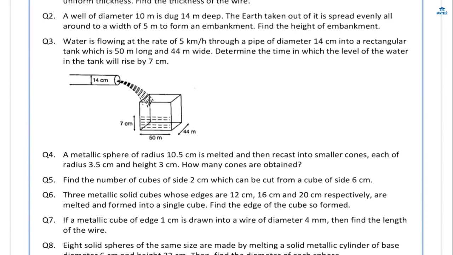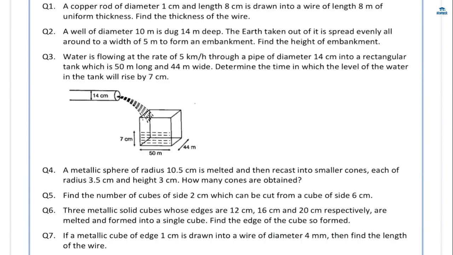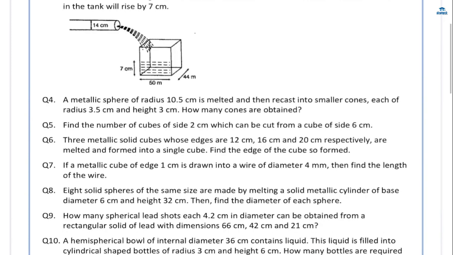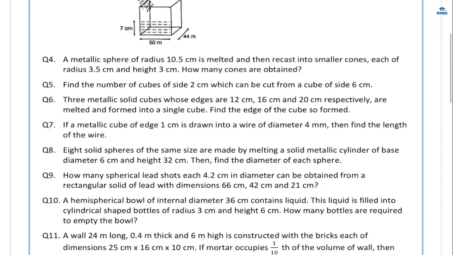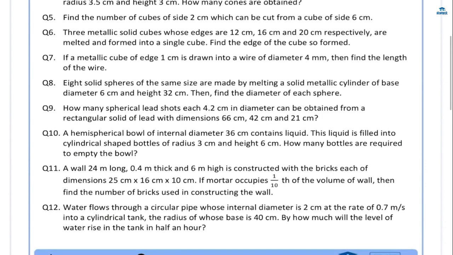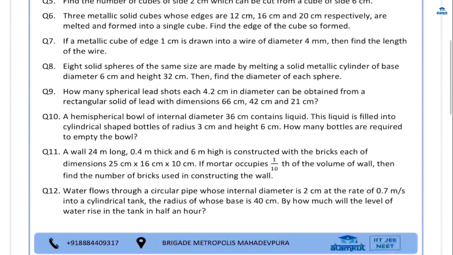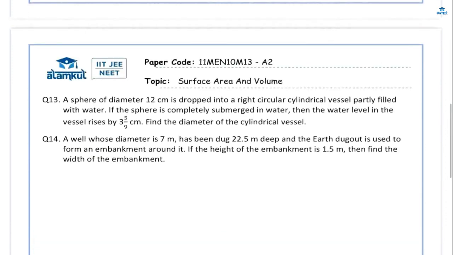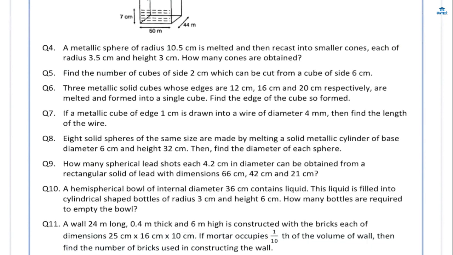See, the starting questions we discussed in class yesterday only. You can see till question number 5 or 6 we have discussed already. Yes or no? Till 6 we have done it. If a metallic tube of 1 centimeter is drawn into a wire of 4 mm, then find the length of the wire. I think this one is also done. Till 8th I think we have done. Okay. So in the starting you can do, and the rest we will discuss, no problem. Whatever problem you face, we'll discuss it. You can do some things today and some on Monday.